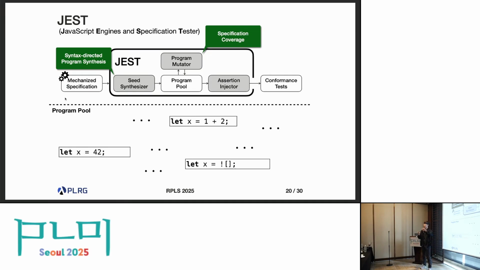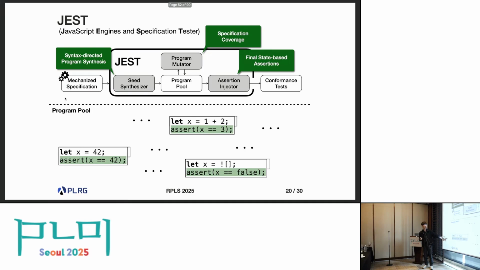And then finally, after convergence of the spec coverage, this tool automatically injects assertions that look like this. But these assertions come from the final state. I said that this is an interpreter. So if we execute these generated programs on our mechanized specification, we can get the expected final state for each program. Then from that expected final state, we automatically infer the assertions for each program.